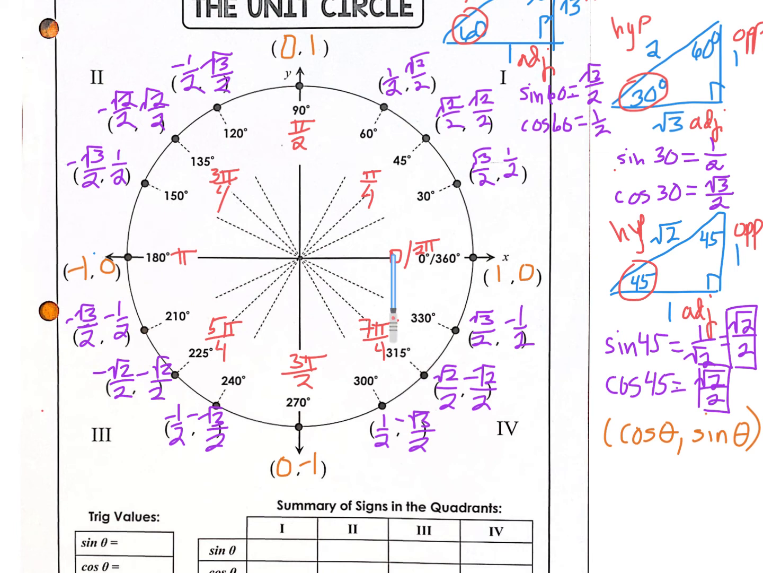So again, 0, then 1/4, 2/4 reduces to 1/2, 3/4, 4/4 reduces to 1, 5/4, 6/4 reduces to 3/2, 7/4, and then 8/4 reduces to 2 pi. So that's our quarters. You got half of them. It should be pretty simple.